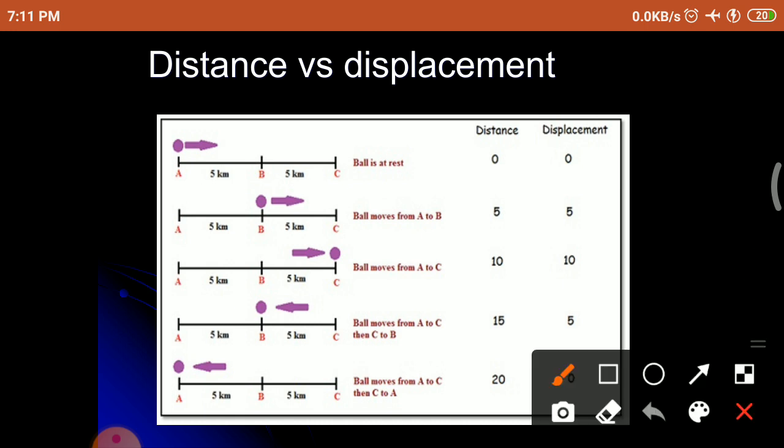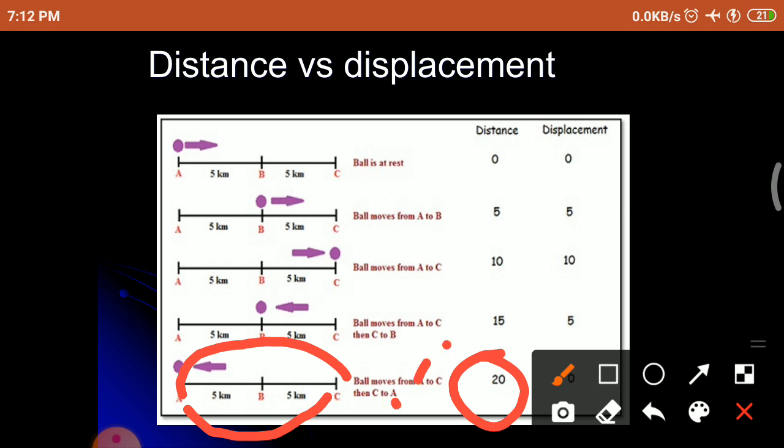The next, a ball moves from A to C, then C to A. In this case, the ball first moves from A to C, so the total distance is 10. Then again C to A, again 10 kilometers. So the distance is equal to 20. And for displacement, the initial and final position is the same. It travels A to A, so the displacement is 0.